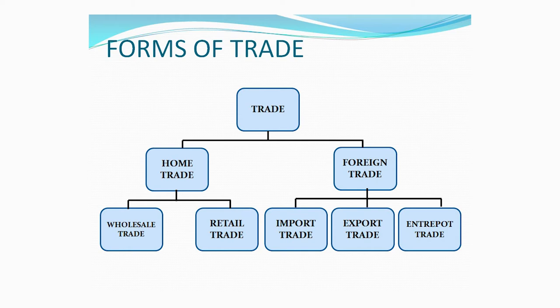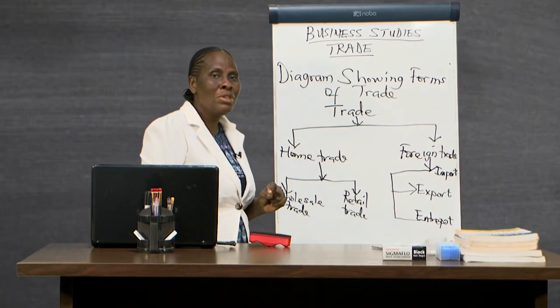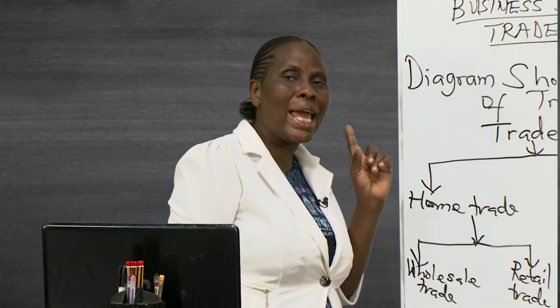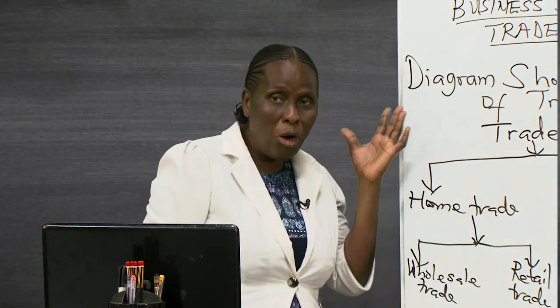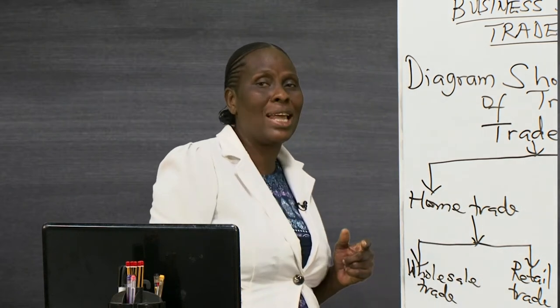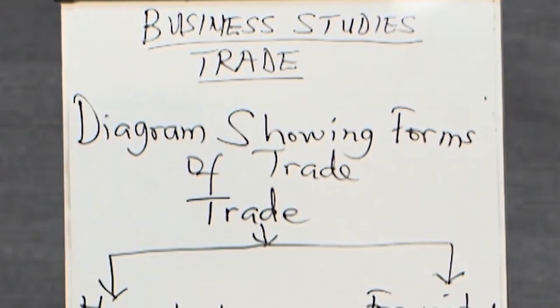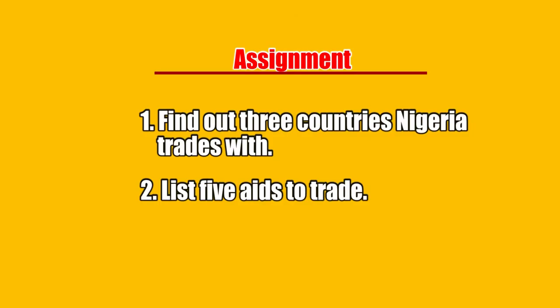By the grace of God, when we meet next time, we shall be discussing aids to trade, which is the aspect of service of the meaning of trade I gave you the other time. But before we go, I'm giving you this assignment. Number one, you are to write three countries that Nigeria trades with. And the second assignment, you should list five aids to trade.